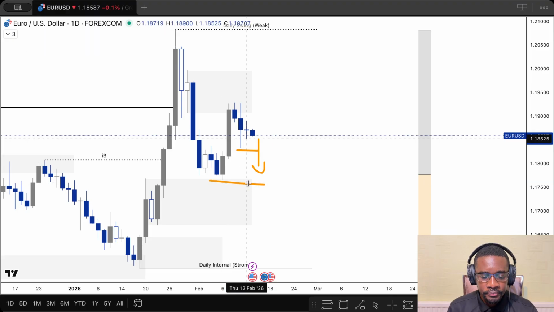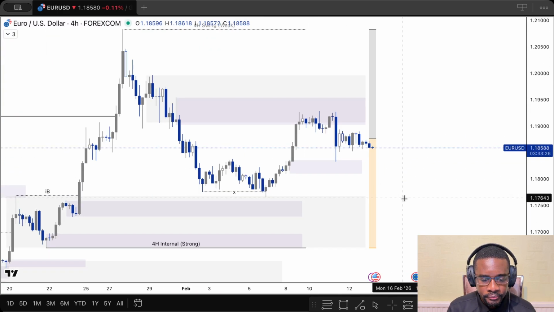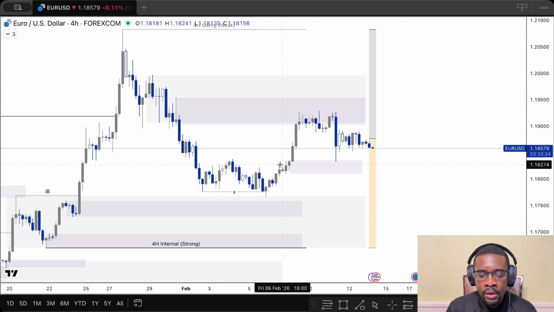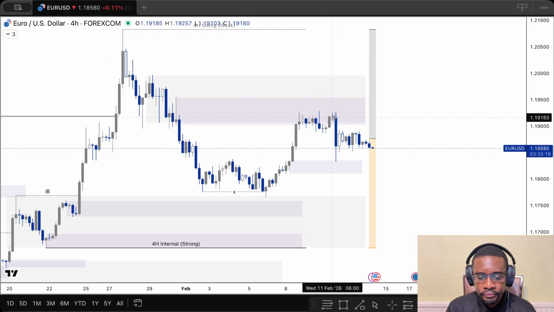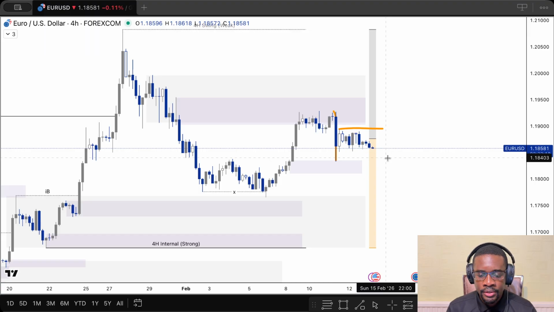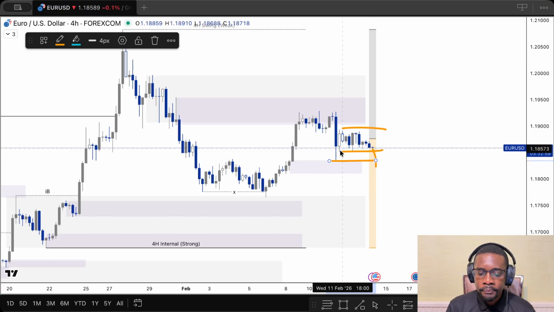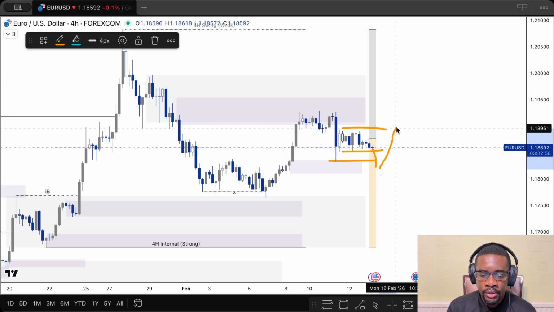So looking at the 4-hour, and after NFP, this was the NFP candle. Clearly price has just been ranging. So right now price is stuck in this range. So either price will come down, sweep this low, in order to start looking for longs.